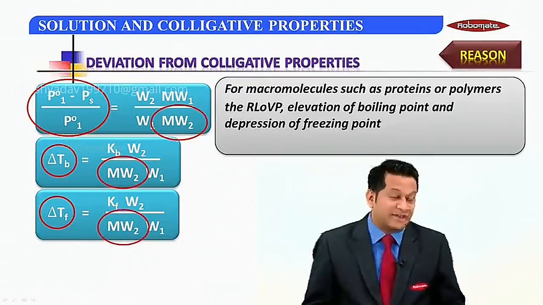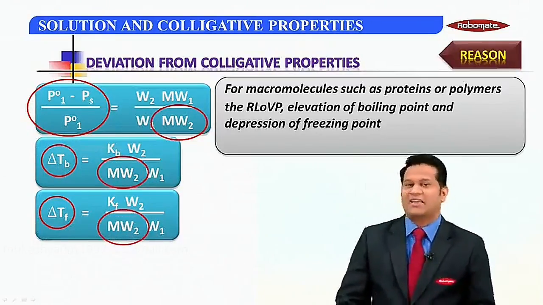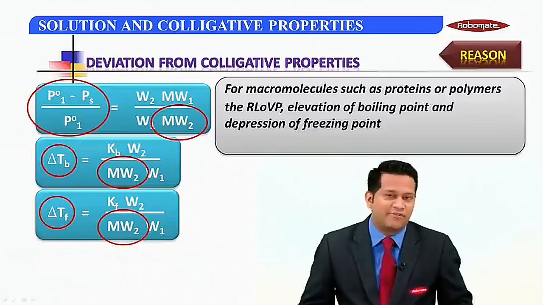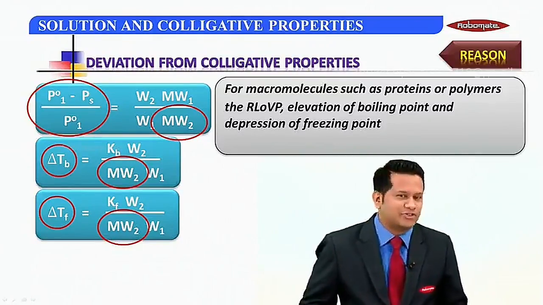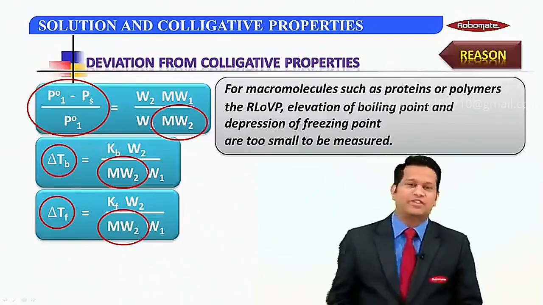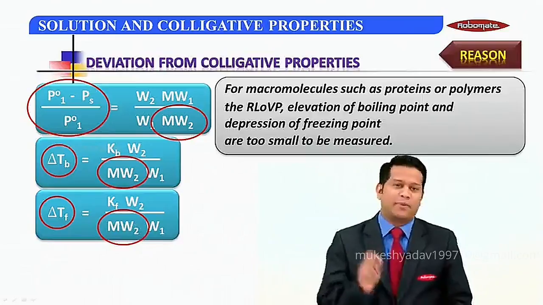So for macromolecules, where the molar mass is very high, the value of relative lowering of vapor pressure, elevation of boiling point and depression of freezing point is going to be very small, and hence it will be very difficult for us to measure.